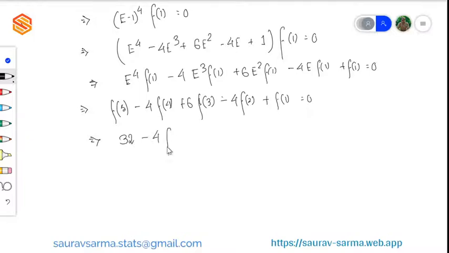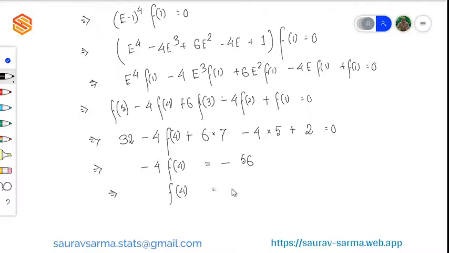So f of 4 was missing. That is why the value of f of 5 is 32, minus 4 times f of 4 which was missing, plus 6 times f of 3 which was 7, minus 4 times f of 2 which was 5, plus f of 1 which was 2, is equal to 0. Now if we solve and simplify, we will get minus 4 times f of 4 is equal to minus 56. This implies f of 4 is equal to 14. Yes sir, so that's the solution.